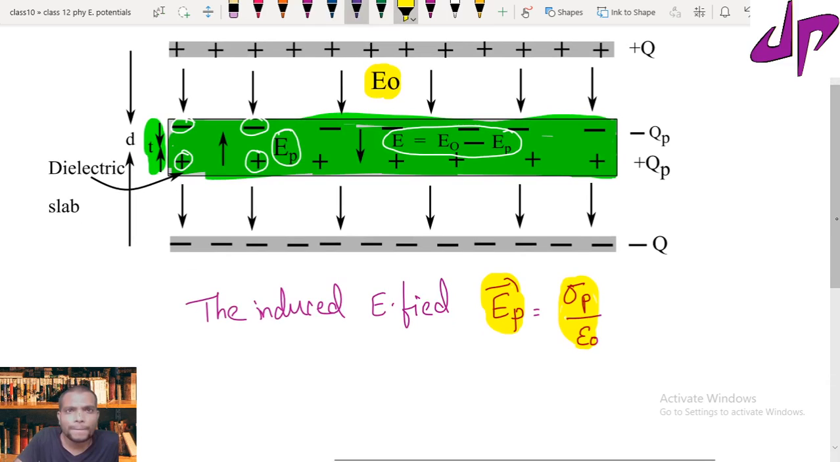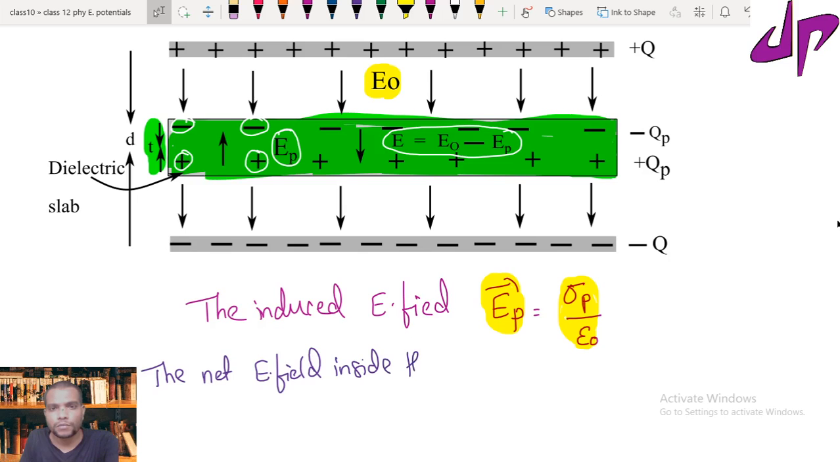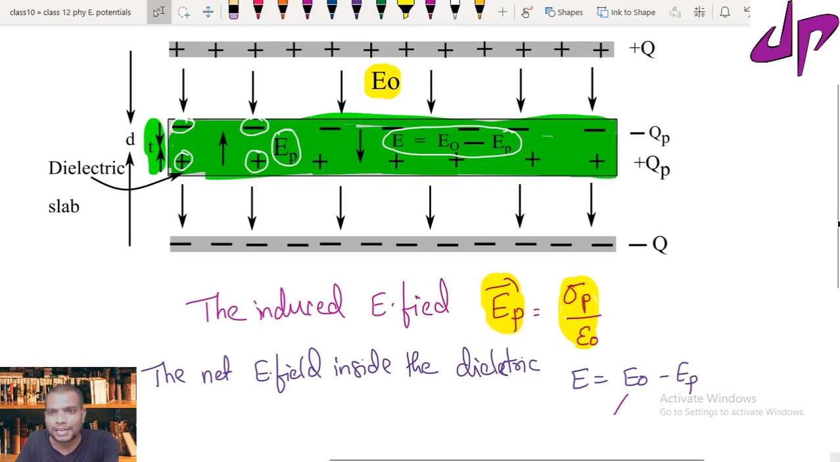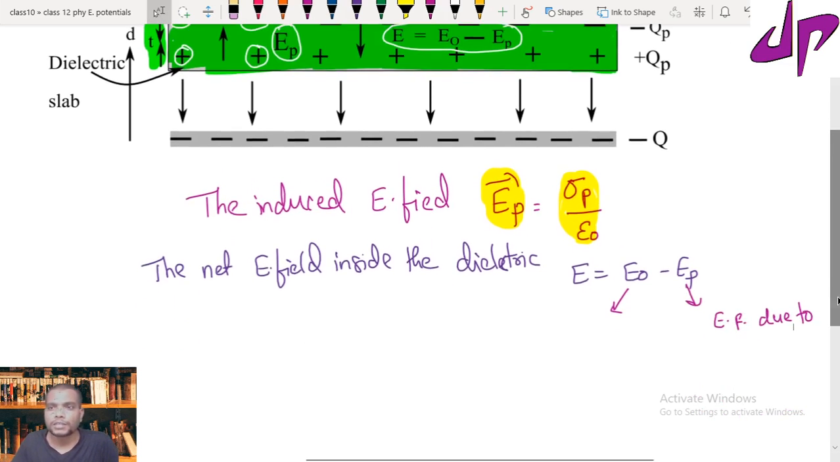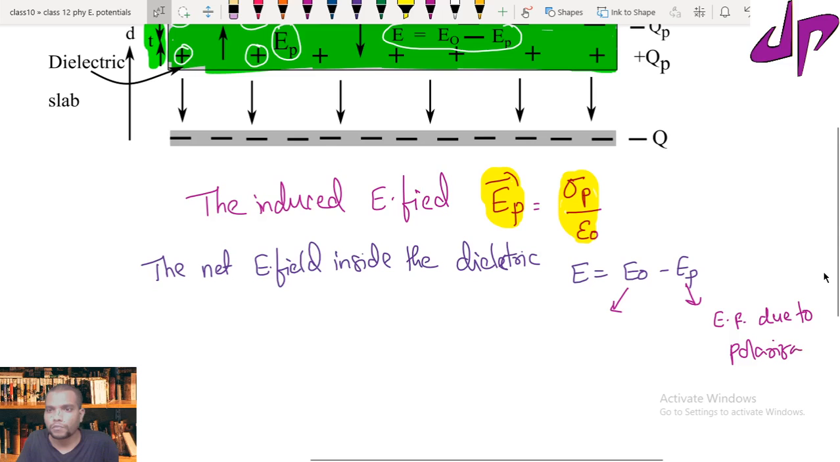Now I want to write the expression for the net electric field inside the dielectric: E equals E naught minus E P. Here E naught is the applied external electric field because of the external two plates, and E suffix P is the electric field due to polarization.